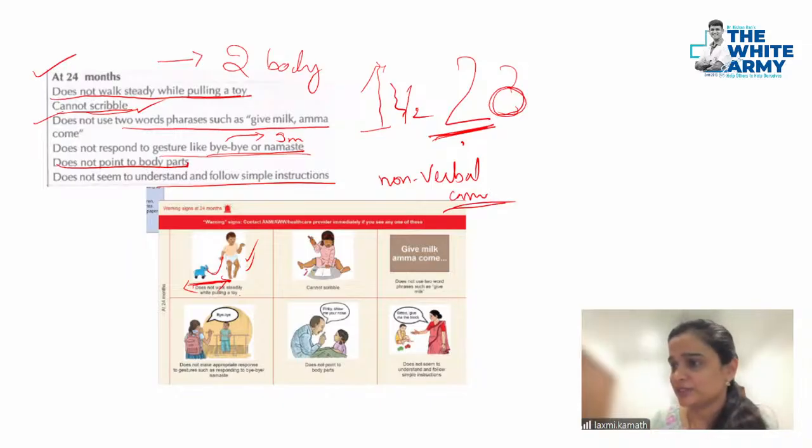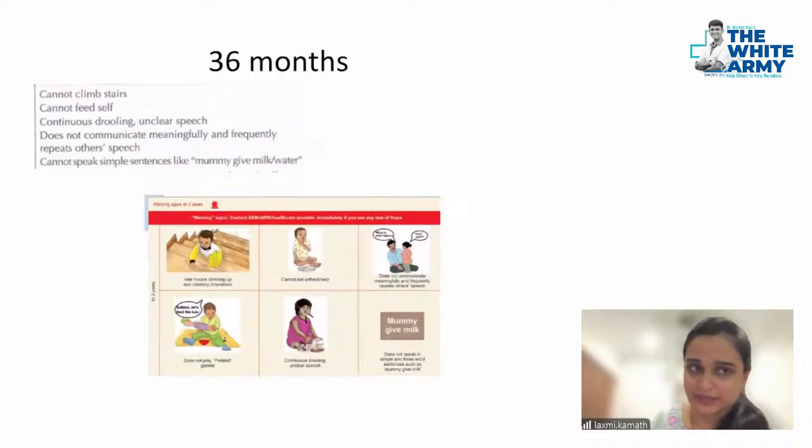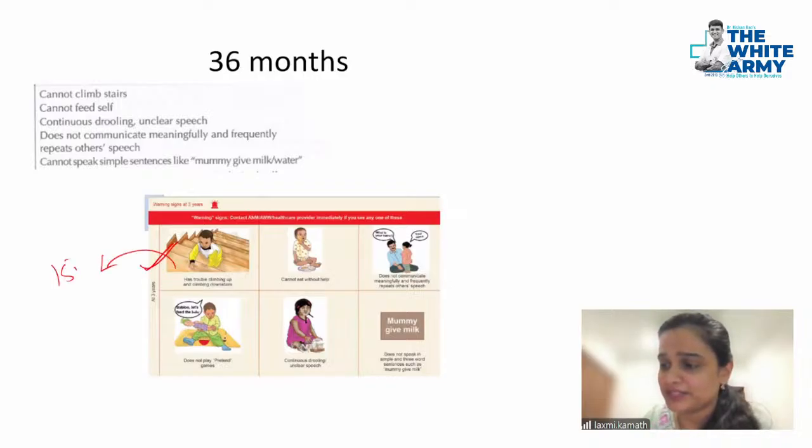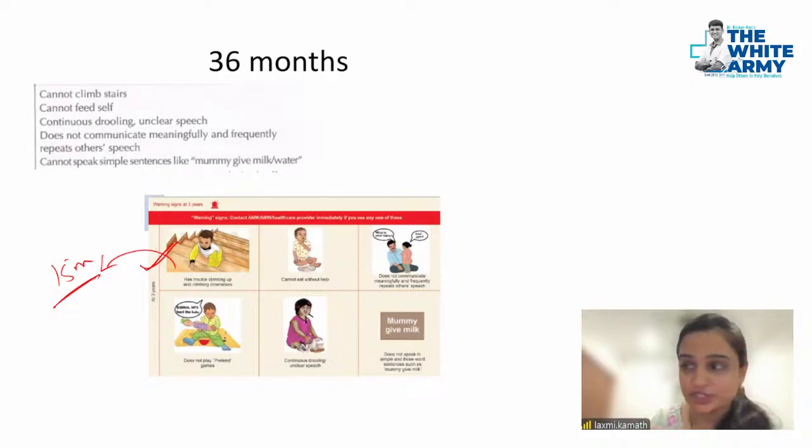Next, coming to 36 months, that is 3 years. By 3 years, if the child is not able to climb upstairs, which we know happens at 15 months, that means there is a problem in the gross motor, and we are probably dealing with some muscle issue. Okay, and he cannot feed himself.